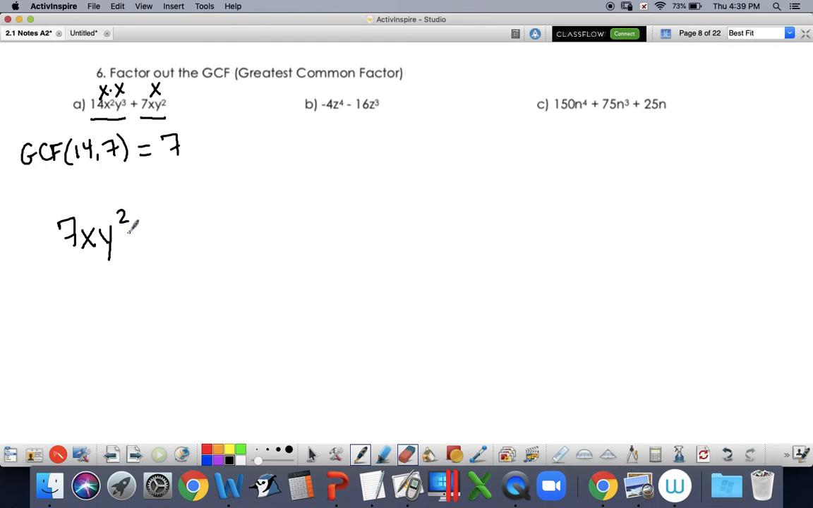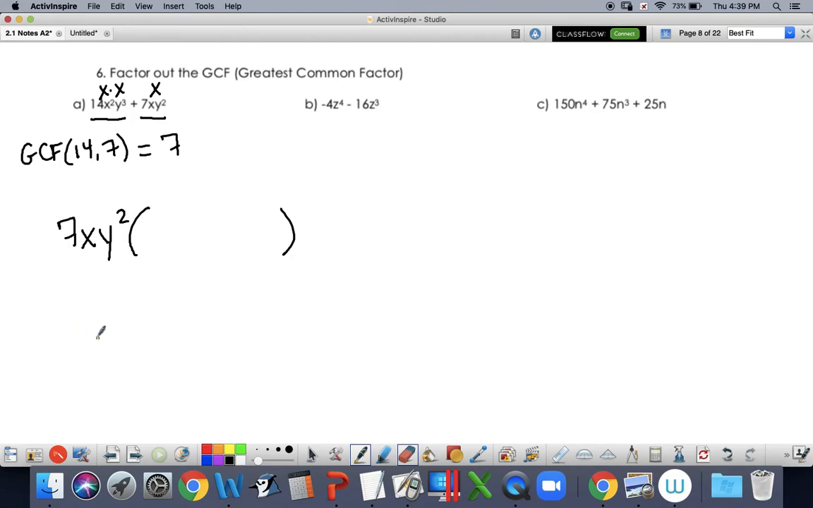When you were in Algebra 1, that may have been where you stopped, but we are going to keep going, meaning I want to rewrite this expression with 7xy squared factored out of it. I've got to fill in what is left over within the expression once I divide out my greatest common factor, 7xy squared.